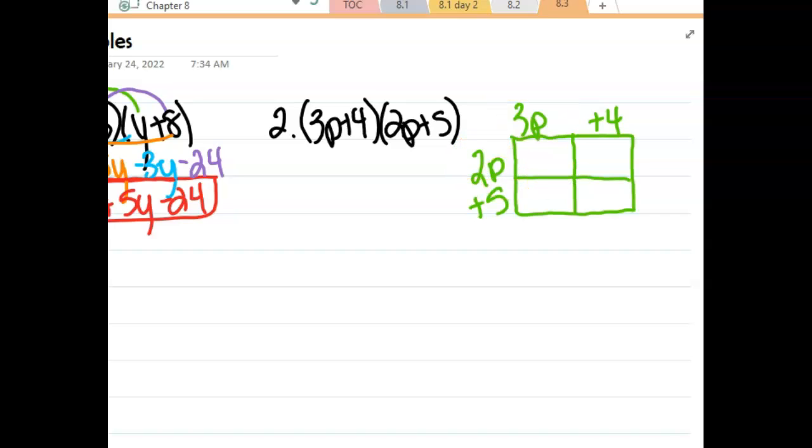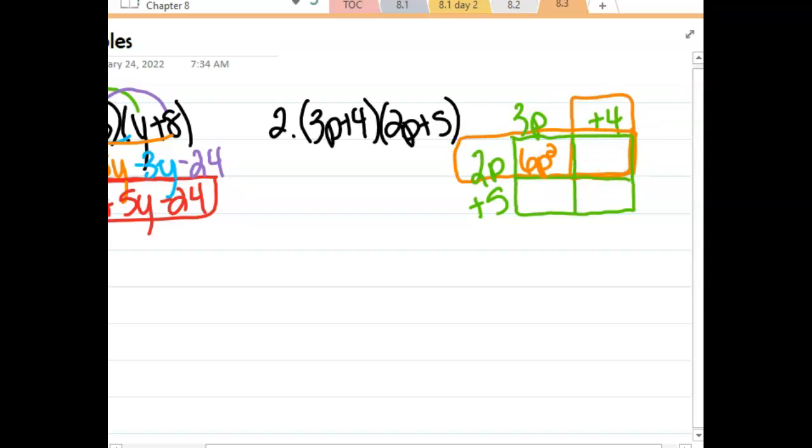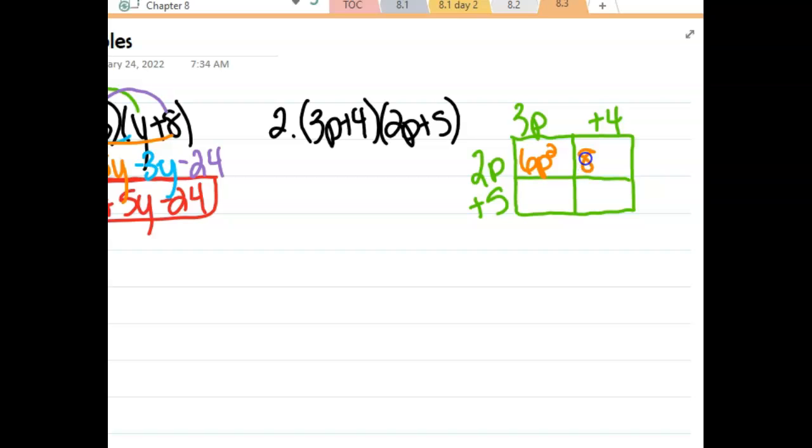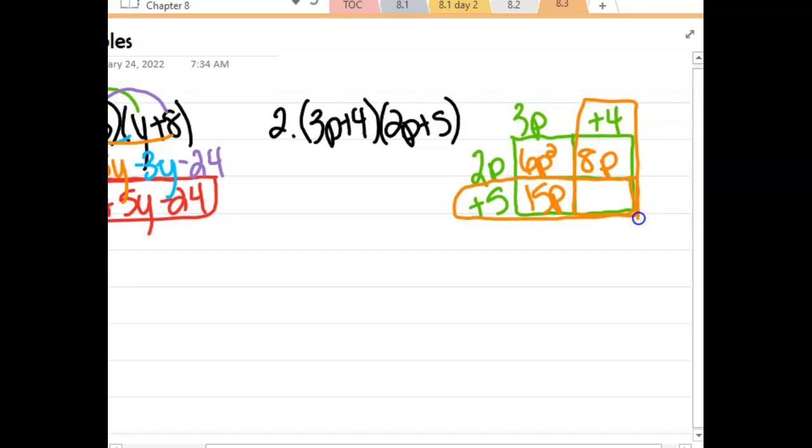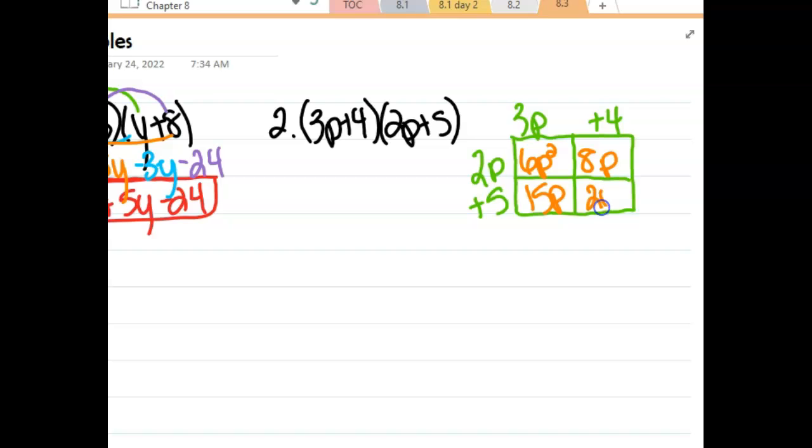So 3p times 2p is 6p squared. The second box here is 2p times 4. 2 times 4 would be 8, and then we have the p. This box down here is going to be 3p times 5. So 3p times 5, the 3 times 5 would be 15, and then we have the p at the end there. And then this last box here would be 5 times 4. 5 times 4 would be a 20.